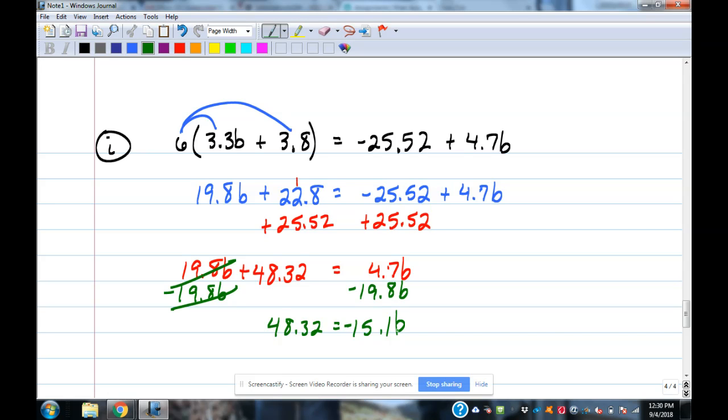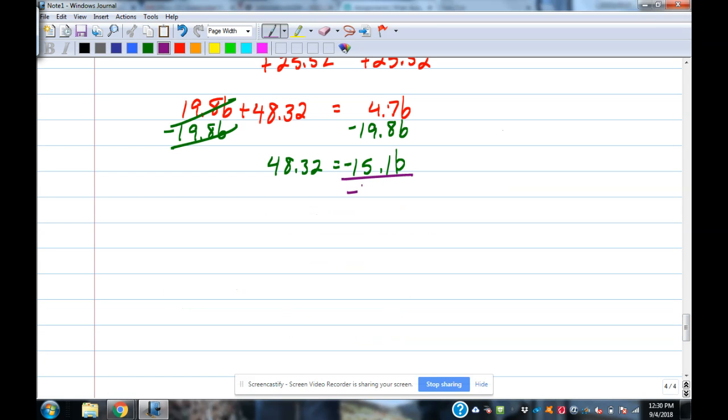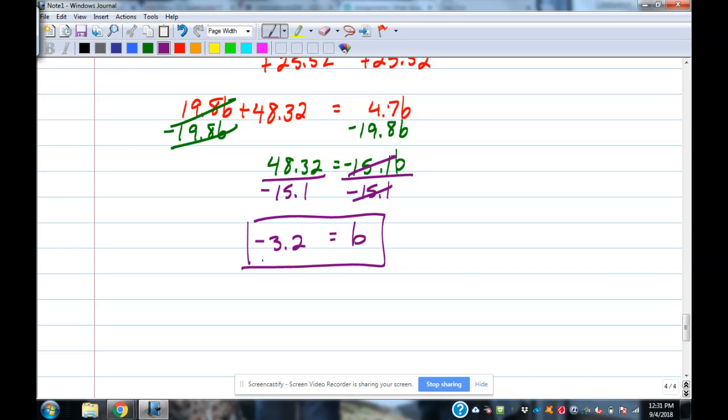Last step. Divide by negative 15.1. There's b. 48.32 divided by negative 15.1. I heard 3.2 and I heard negative 3.2. Why is it negative again? Negative and a positive together when you're dividing gets you a negative result. Signs are different, so it's negative.